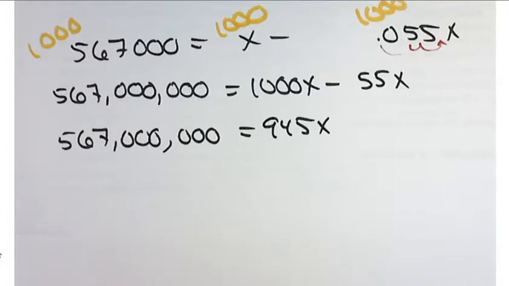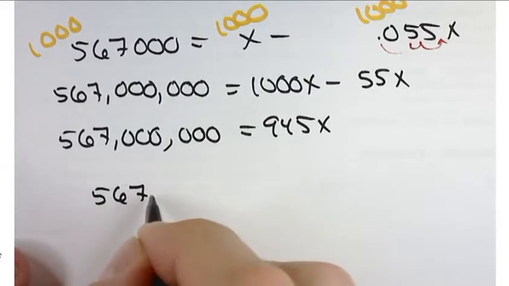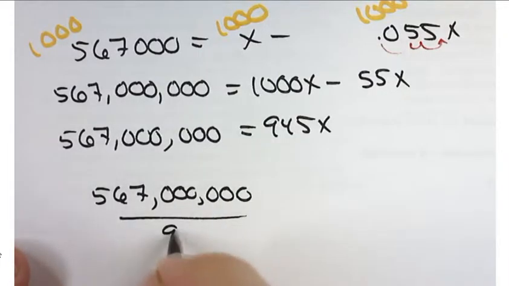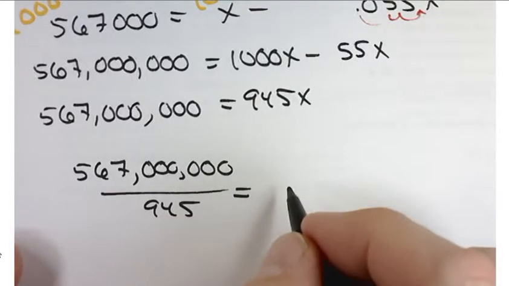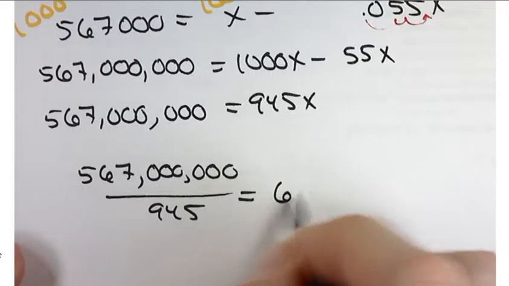Jimmy, what's the last step? What do I have to do? Good, divided by 945. So 567 million divided by 945. And like I said, if I give you any problems like this, the numbers are going to work out a little friendlier. This one happens to work out pretty good.